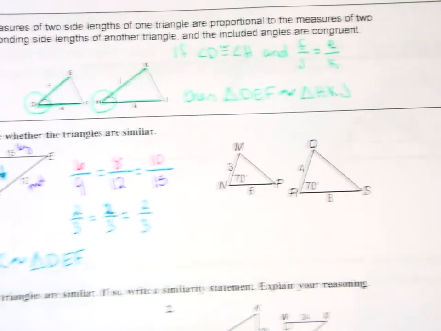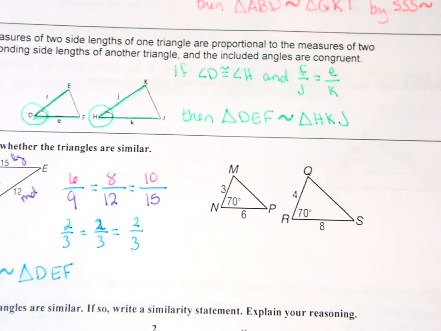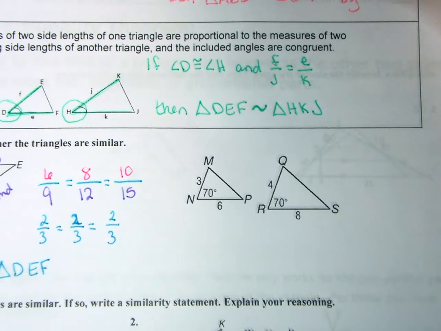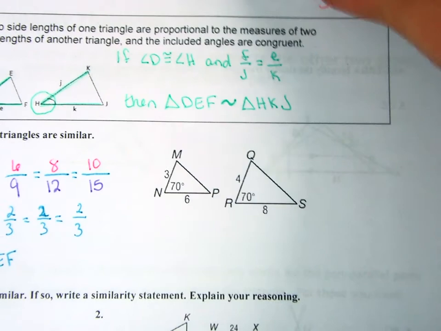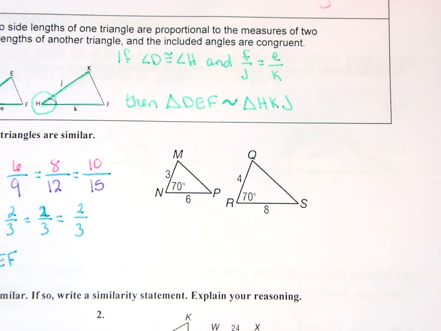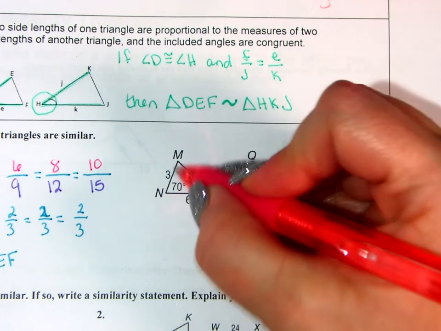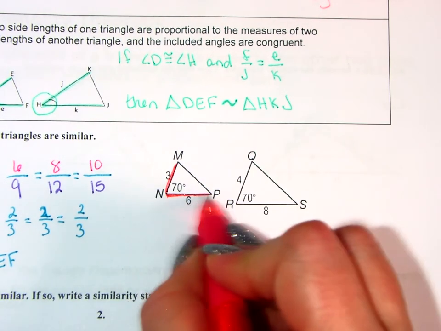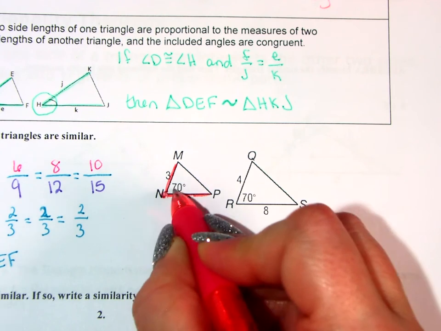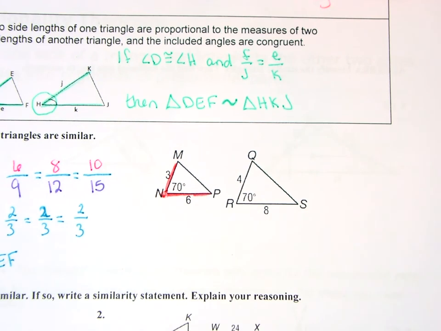For the next one, we don't have all three sides. So on this one, I'm not going to be able to use side, side, side similarity. I'm going to have to use either angle, angle, or side, angle, side. Since I only have the 70-degree angle, I'm not going to use angle, angle. So I'm going to have to use side, angle, side. When I look at this, I can see I know a 3 and a 6. And the 3 and the 6 come together right here at the 70.